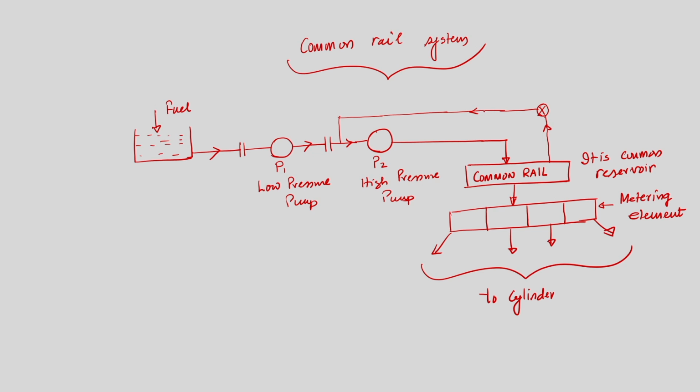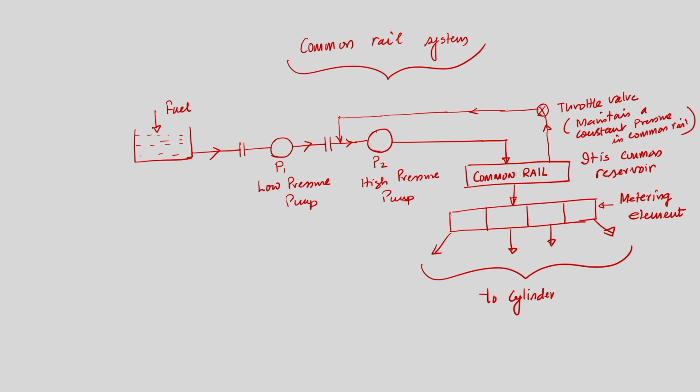If pressure in the common rail exceeds beyond a critical value, then fuel is released through the throttle valve. That means the objective of this throttle valve is to maintain a constant pressure in the common rail. So, this is the schematic depiction of the common rail system.